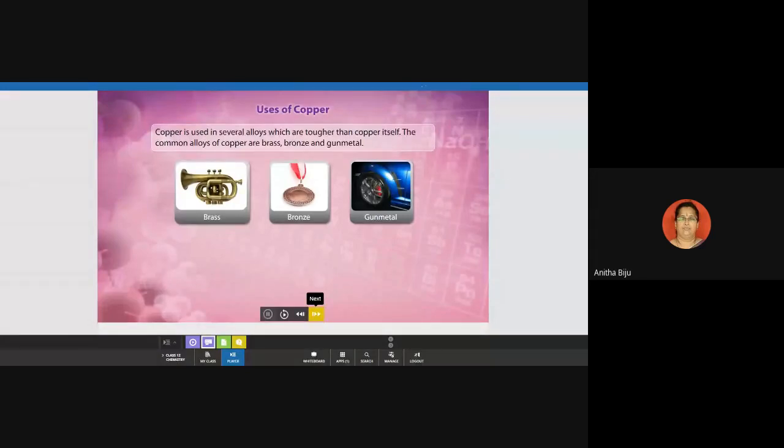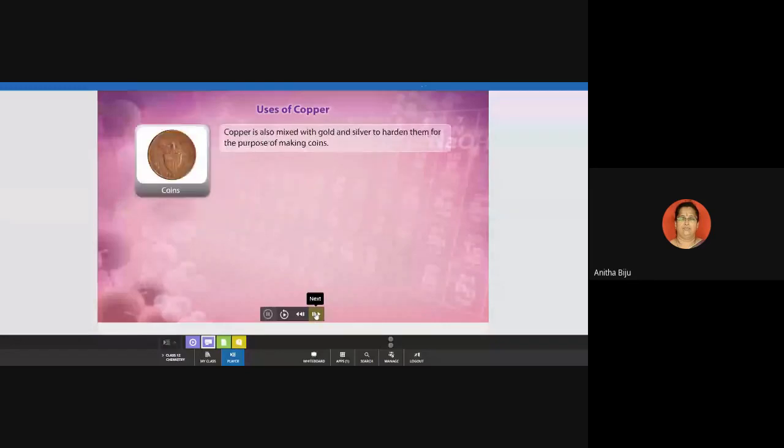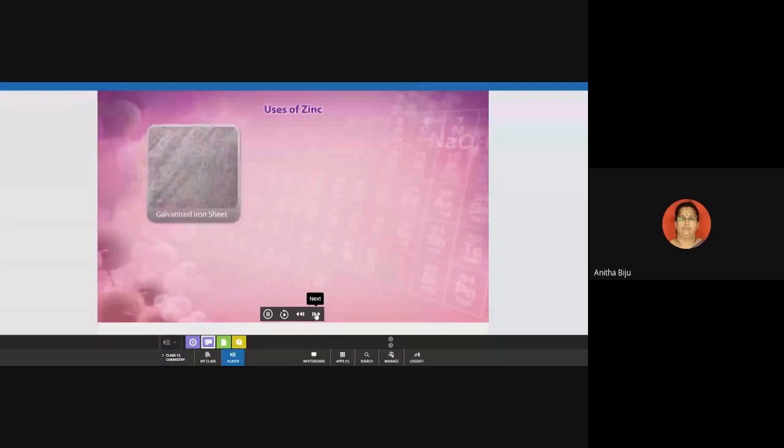Gunmetal, the major component is copper. Besides that, there are some more metals according to the requirement. The composition may vary. Okay. It is also used for making coins. Then that's all about copper. And next one is zinc. Uses of zinc. Zinc is used for the extraction of gold, silver by the cyanide process.